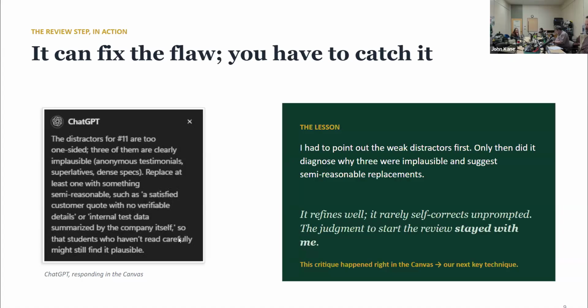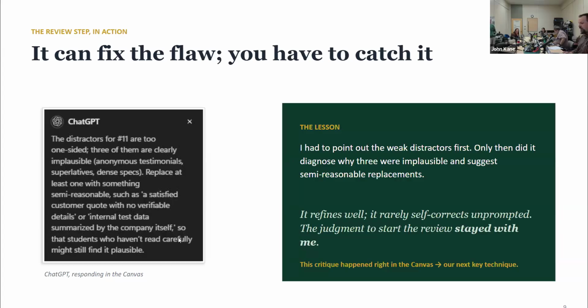It did nail the diagnosis. It then suggested some actually pretty reasonable replacements, and eventually we got there. And that showed me that it can refine things to a high standard, but it won't do that on its own. I have to drive that review. And that's why you have to think of yourself very much as the editor, even though the large language models themselves want to just give you a huge piece of output and have you just take that and use it.